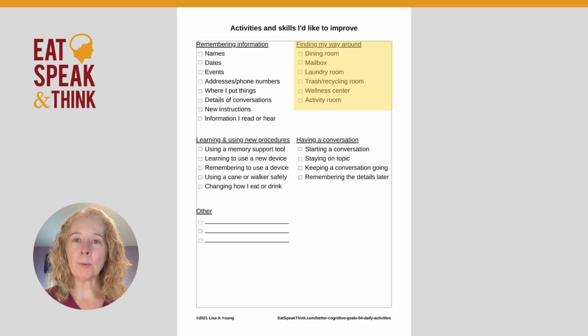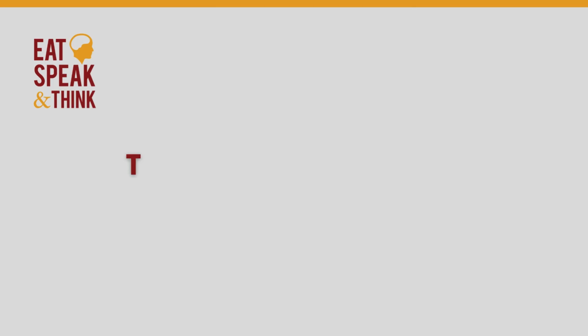The Finding My Way Around section is designed for people who live in an apartment complex or an assisted living facility. Wayfinding can be challenging for people who have a cognitive impairment, especially if they're relatively new to the building. And the last section that I have is having a conversation. This is also a very common skill area that I treat. So that's it for the checklist.